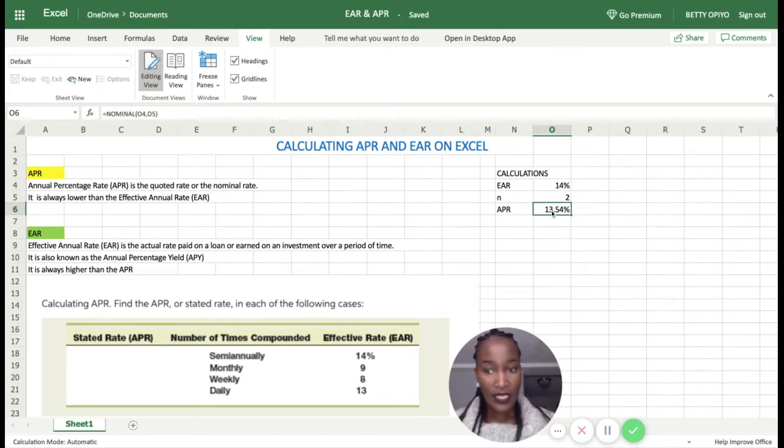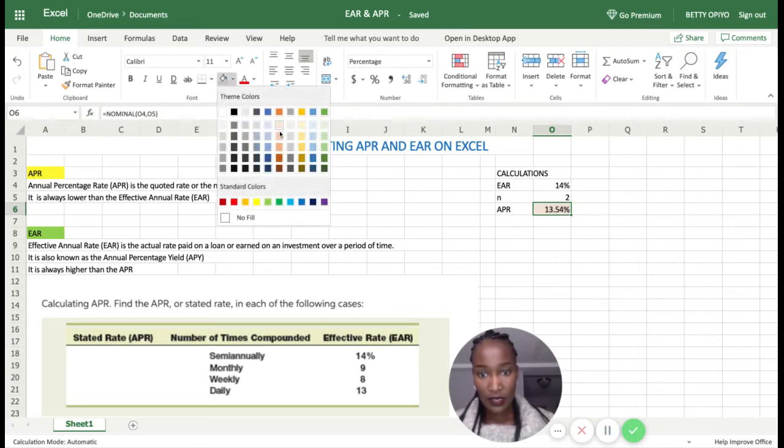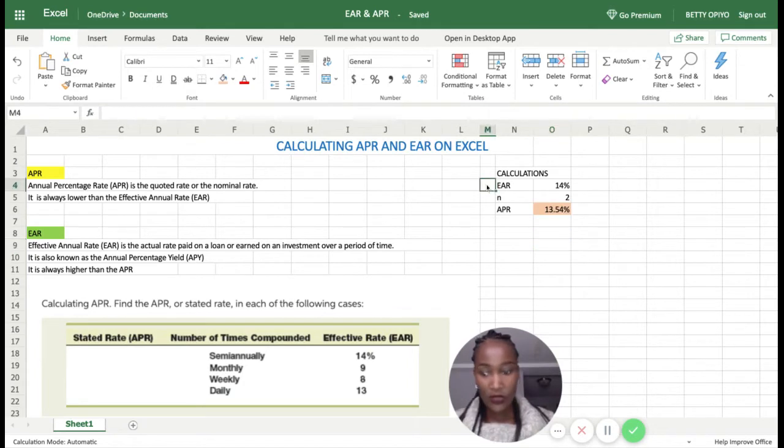As you can see, the APR here is lower than the EAR. So APR is always lower than the EAR. To compare the two of them, the EAR is 14% and the APR is 13.54%. So the answer for the first part will be 13.54%. So this was A, which was the first one.